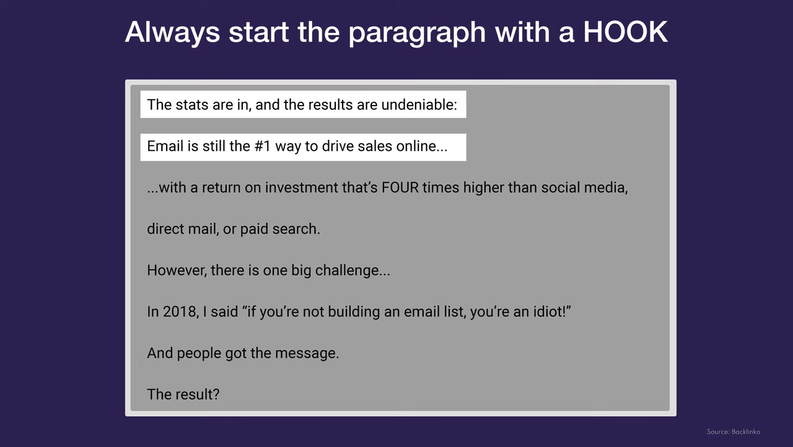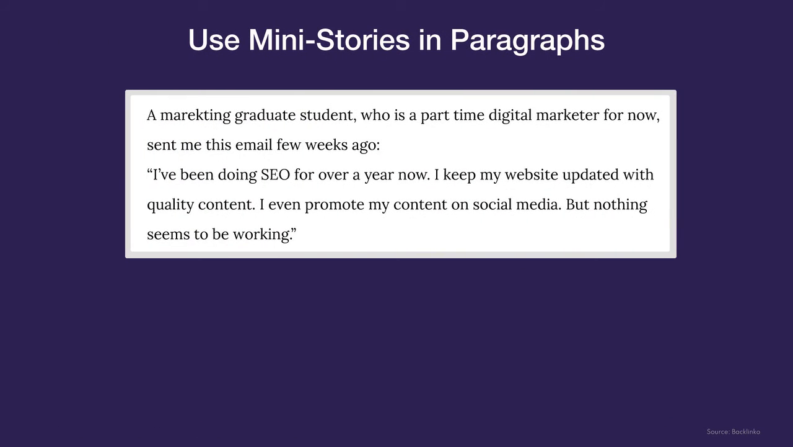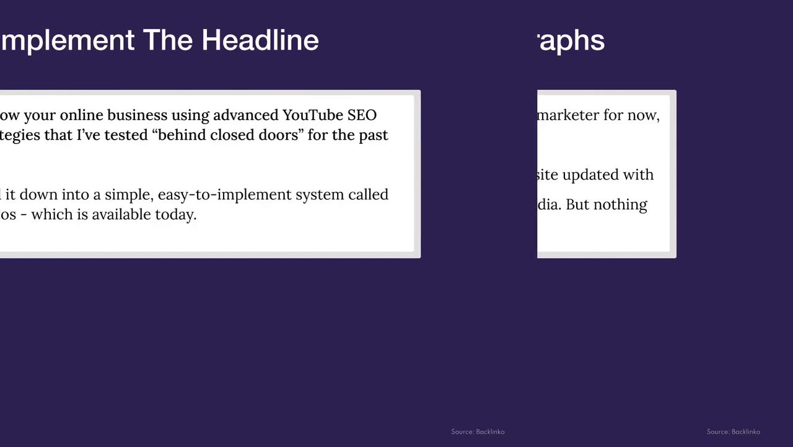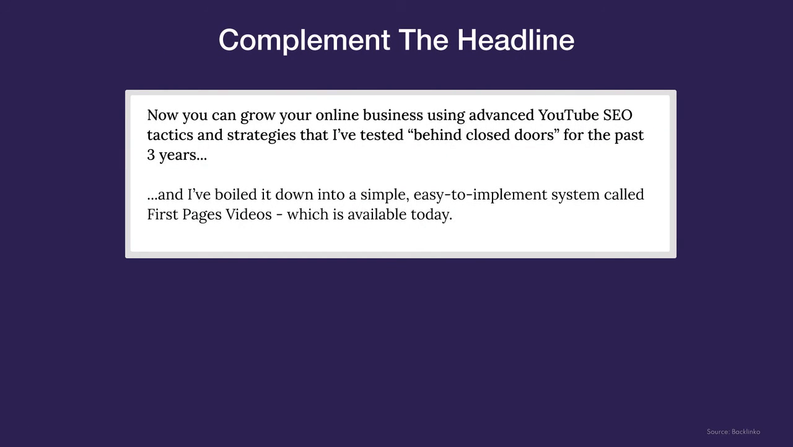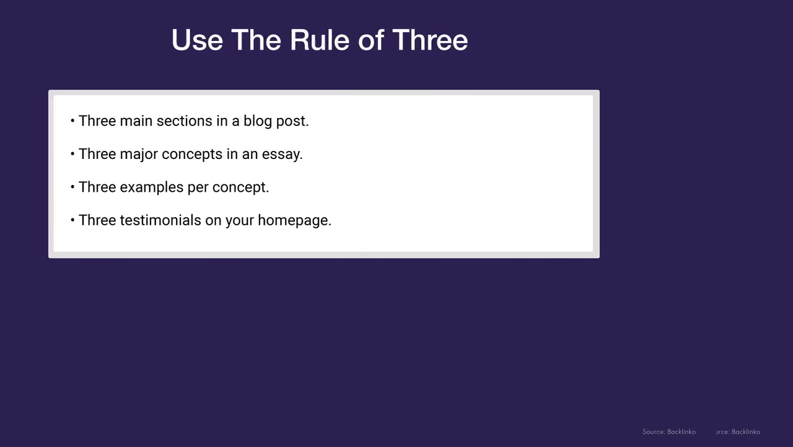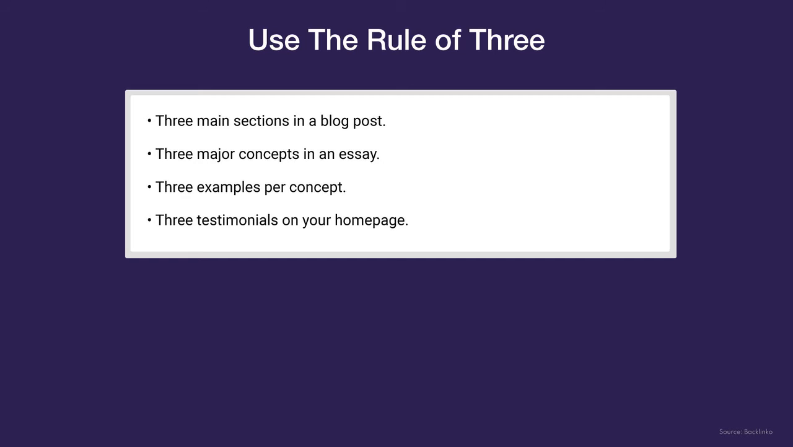This is a hook. You can also use mini stories to start the paragraph. Write a 4 or 5 lines story like this. Or else you can also complement the headline as visible in this example. Now, next is to use the rule of 3 in copywriting.